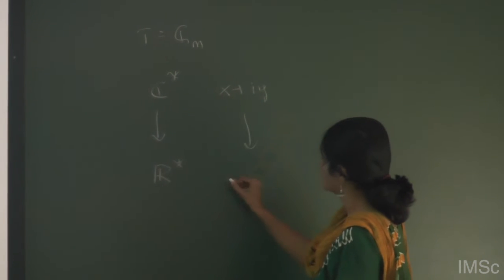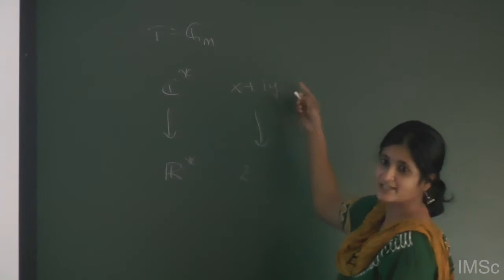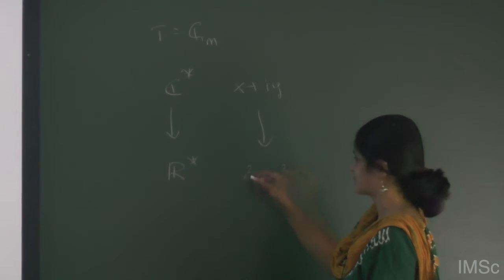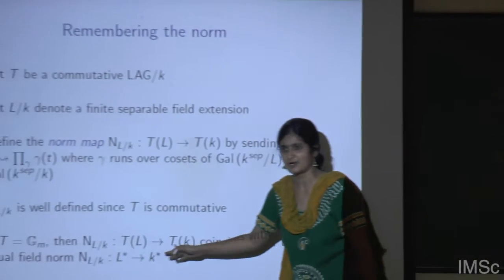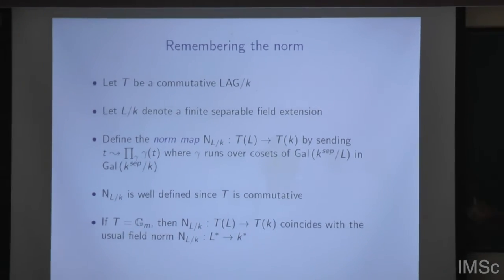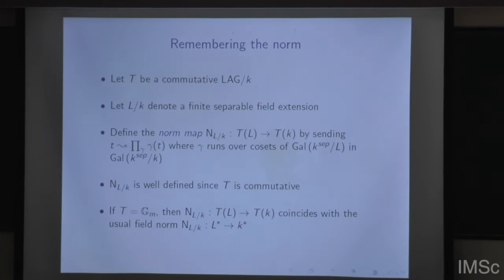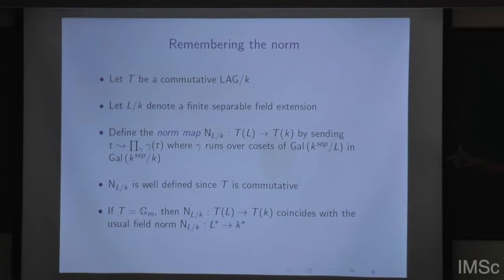So you have x plus iy, and you send it to x plus iy times x minus iy, so it goes to x squared plus y squared. And it coincides with the usual field norm whenever you have L over K, even if it's not Galois. This is the usual norm map. And the point is, it's only well defined because T is commutative. If T is not commutative, order matters, so this is not well defined.